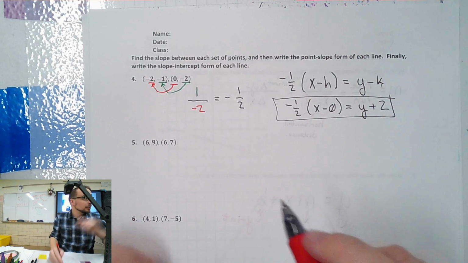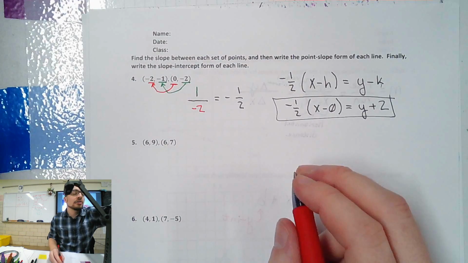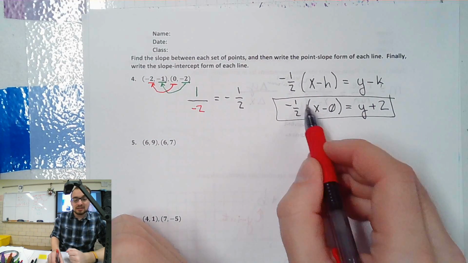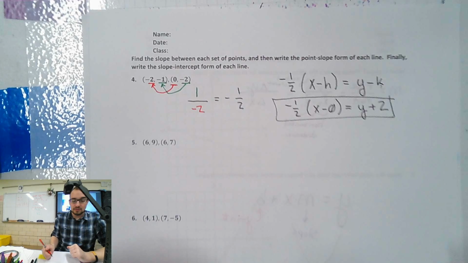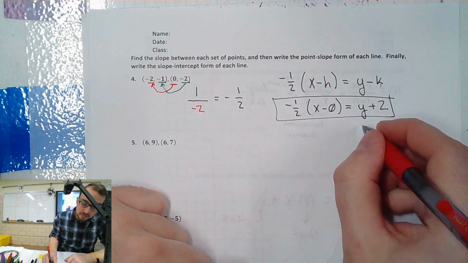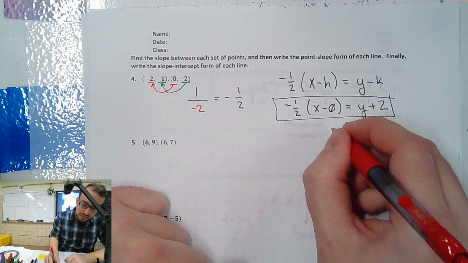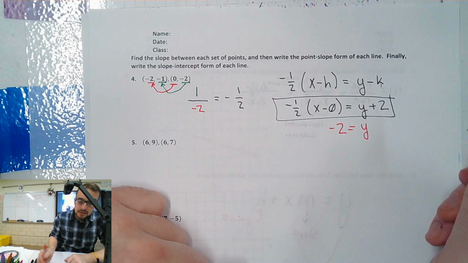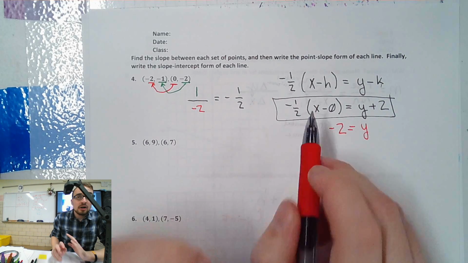Remember, Skylar said the other day, we distribute that -1/2, and that's going to get it in slope-intercept form, right? Y plus 2, I'm going to move over the 2 by subtracting, okay? And I'm going to distribute the -1/2. I'm doing it all at once, guys.